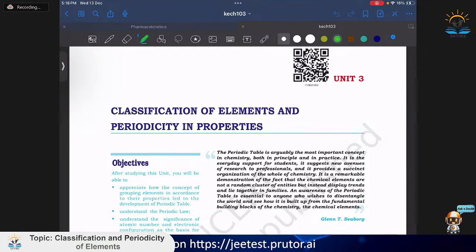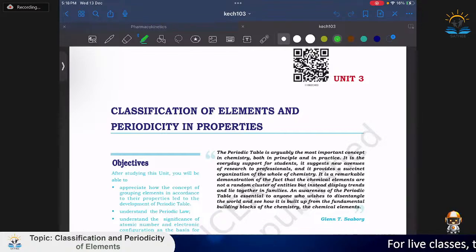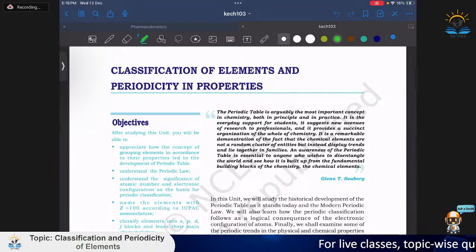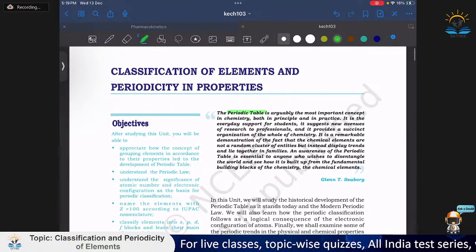This chapter basically covers all the principles of classification of properties. So how do you classify? What properties do you use to put an orderly classification between the elements? And the central element of this chapter is the periodic table, right, guys?